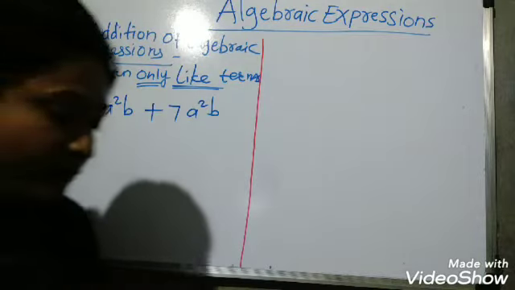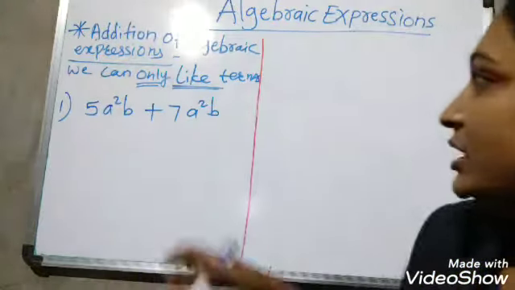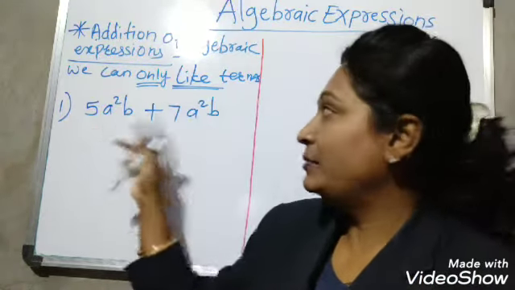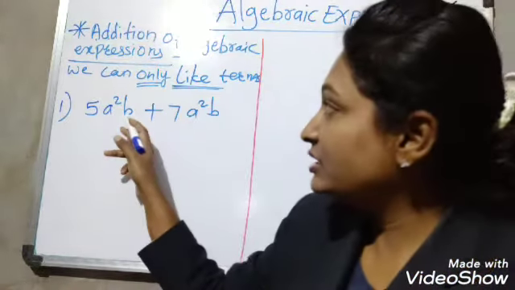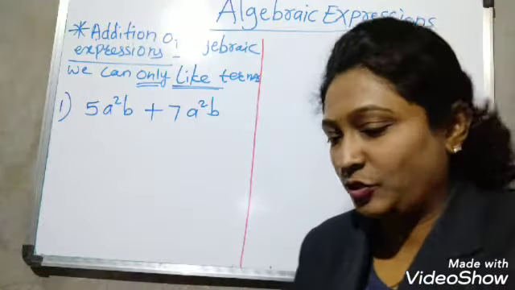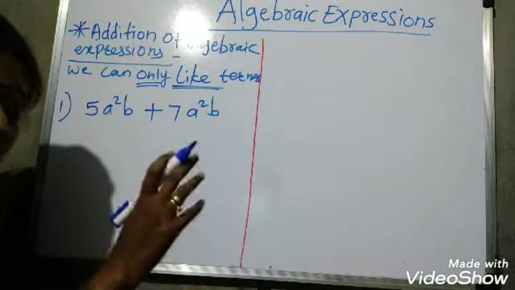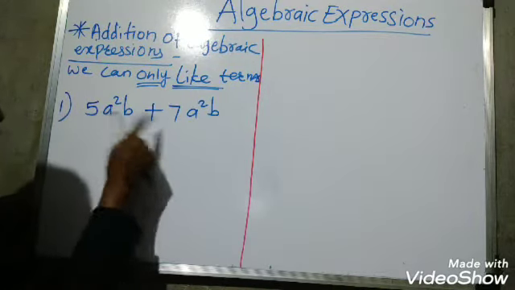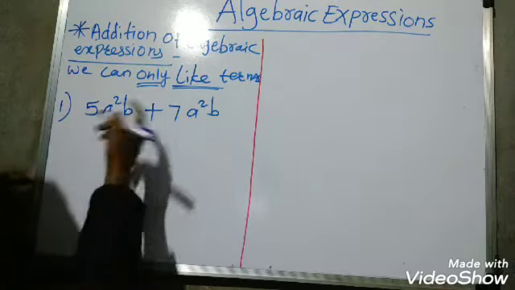Before adding or subtracting, you have to see whether they are like terms or not. Here 5a square b and here also a square b, so the variables are the same on both sides and their exponents are also the same: a square in this term and in that term, b here and b there. So they are like terms, and we can add them. One rule to always remember, for both addition and subtraction: we have to add only these numbers, the coefficients. Yesterday we learned that the coefficient means this number.